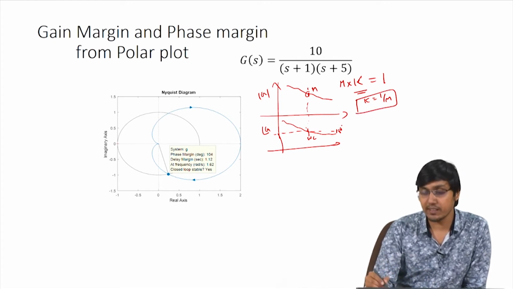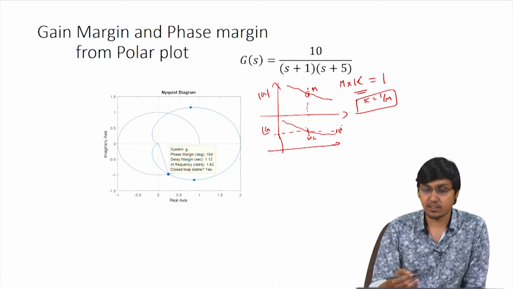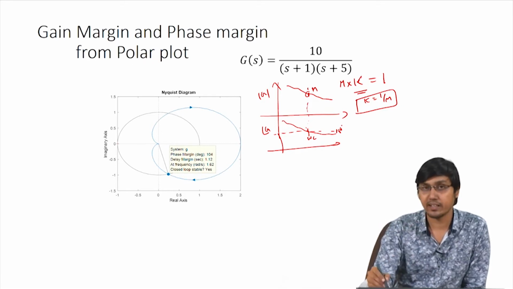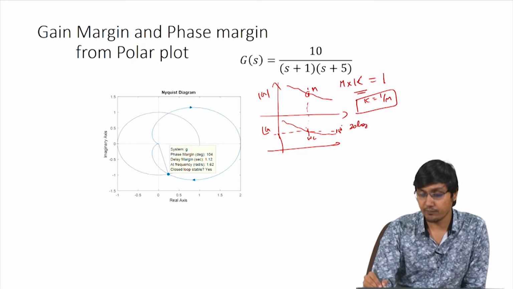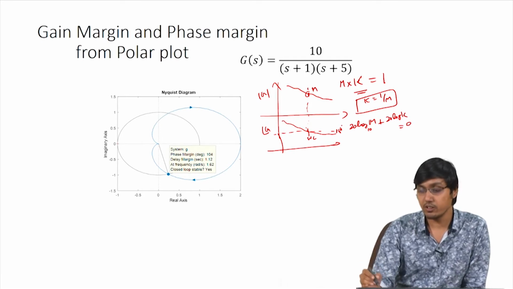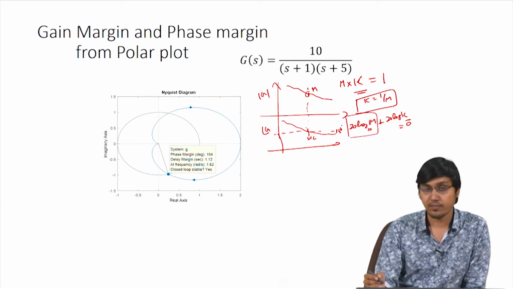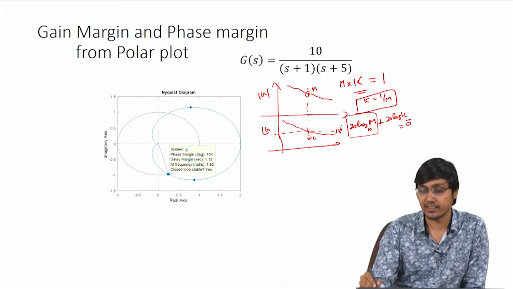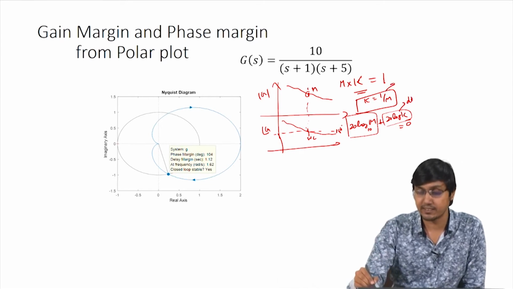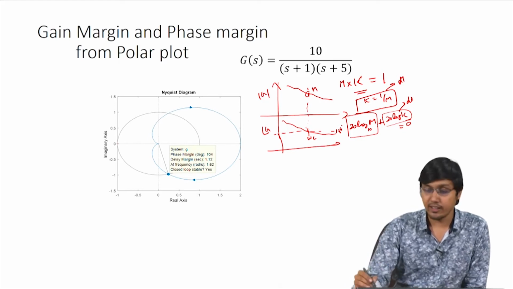In decibels, because taking the log turns the product into an addition, 20 log m to the base 10 plus 20 log k becomes 0, because log of 1 is 0. So if I know this m value, the decibels we have to add so that we get 0 here is what we call the gain margin in decibels. This is the gain margin in decibels, and this is the gain margin in multiplicative form.